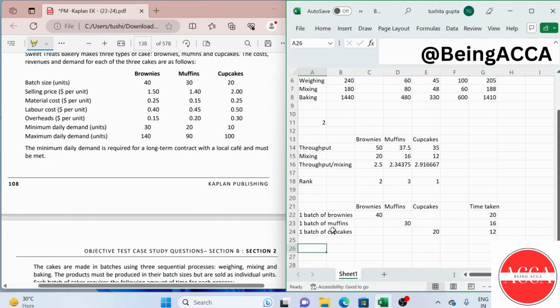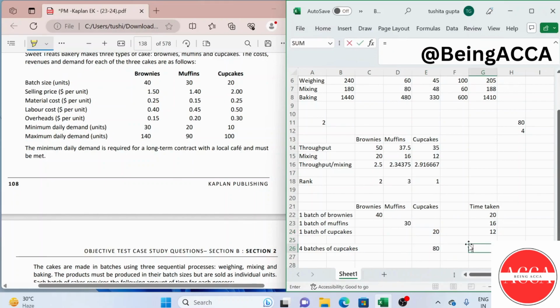Now I will meet the maximum demand that is possible for my cupcakes, now that I've met my contractual requirements. Cupcake was the highest ranking, so I'm going to produce the maximum demand for the cupcakes. The maximum demand is 100. I have already produced 20, so I'm going to produce 100 minus 20 more, which gives me 80. 80 divided by the batch size of 20 means I'm going to make 4 more batches. 4 batches of cupcakes will give me 4 multiplied by 20, which is 80. If you sum both of these, you get 100, which is the maximum demand.